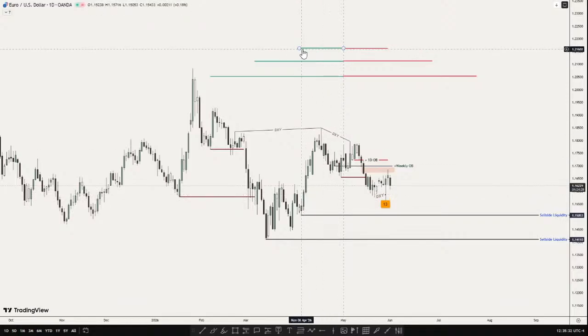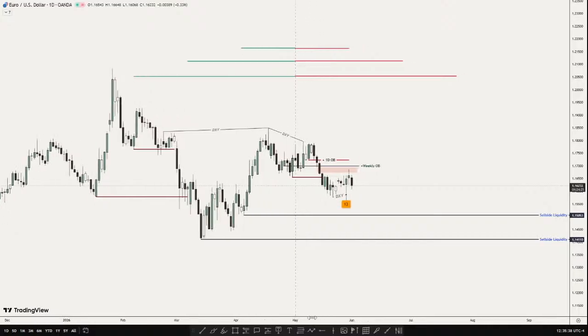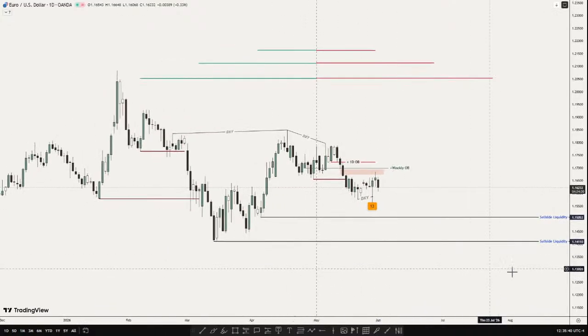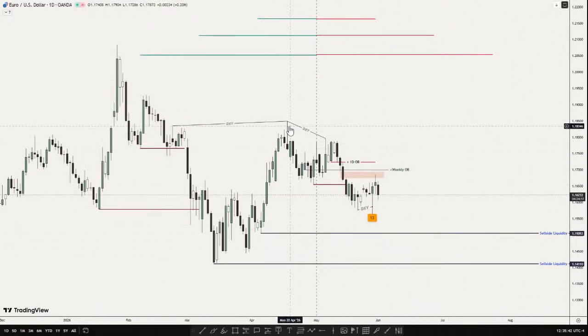So if we look 20 days back, we have this low created and then we have this high created, and similarly we have an SMT created with this high which was created 20 days back from the start of May.